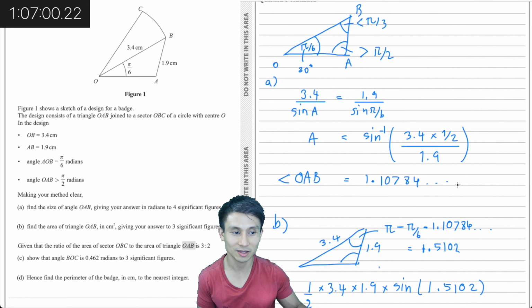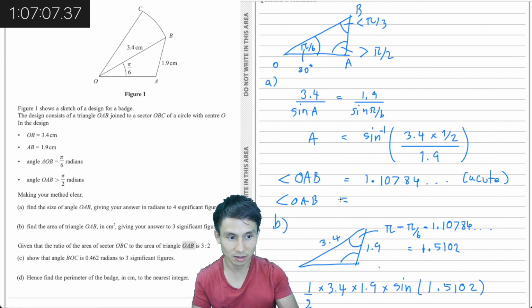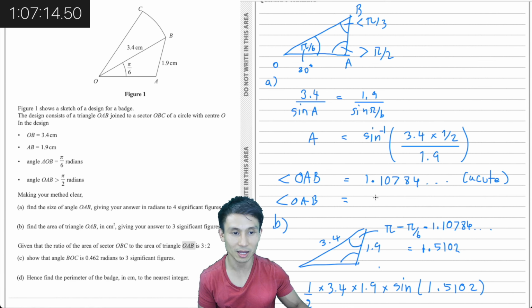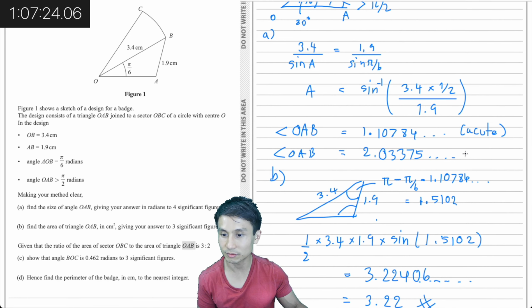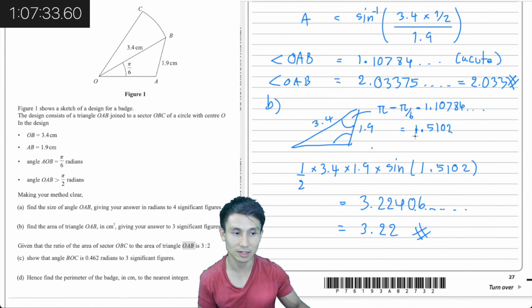Okay. This is acute. So OAB must be pi minus 1.10784. Aha! Here we go. It's 2 points. Just gonna do that first, which is angle OAB's 4 significant figure, 2.033. Okay, so that's A. Right, we should do that.